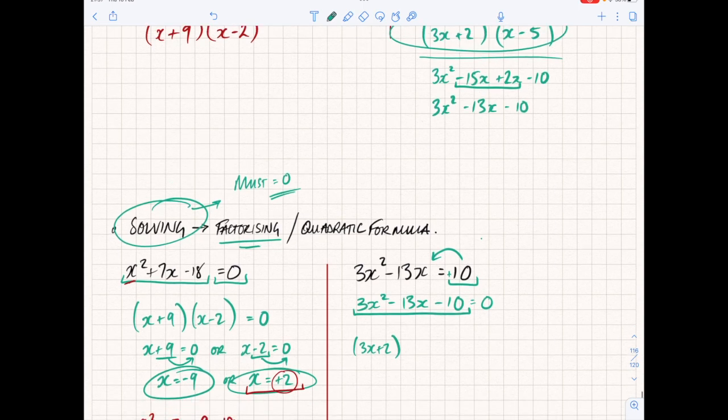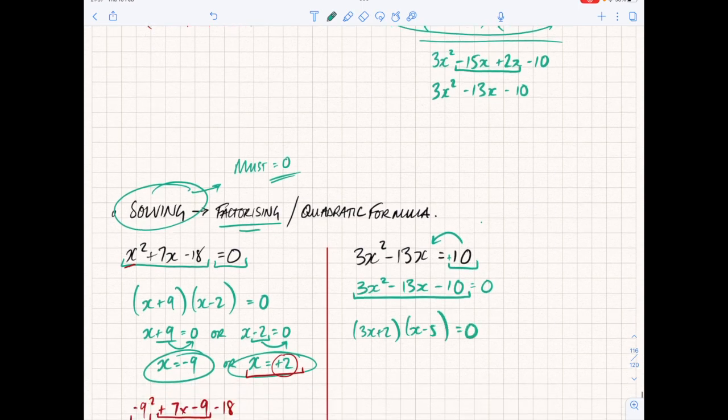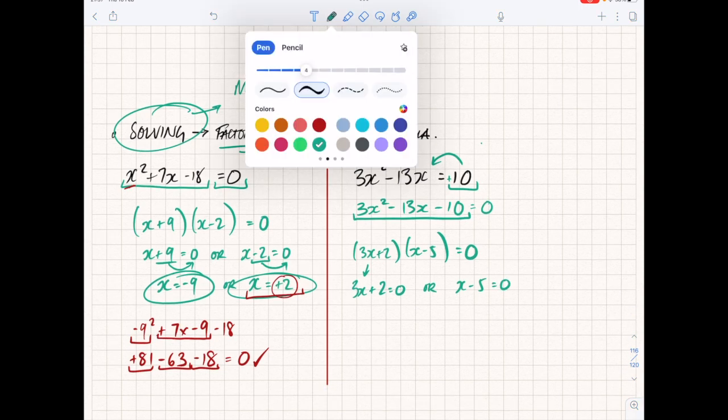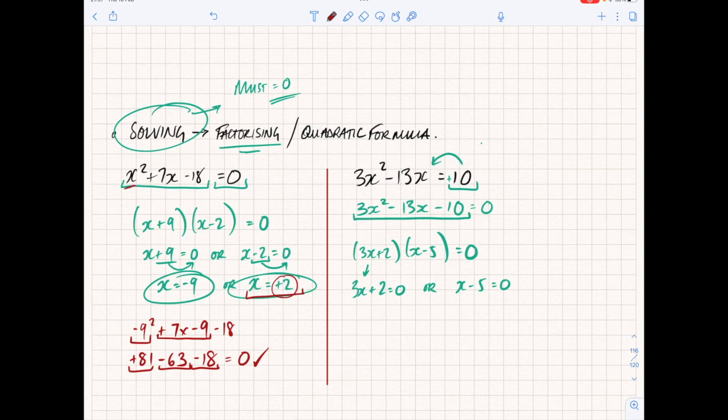And then x minus 5. And then again, we're saying equals 0. At this point, you need to then solve again. So we say this bracket equals 0, so 3x plus 2 equals 0, or x minus 5 equals 0. Okay, so you're again taking your two brackets and making them equal 0, and we are still solving.